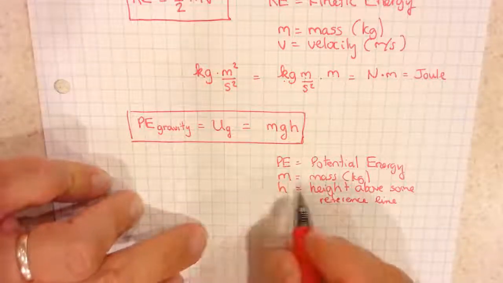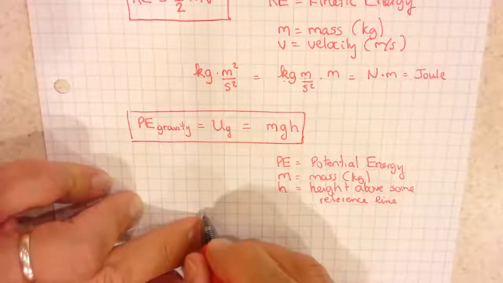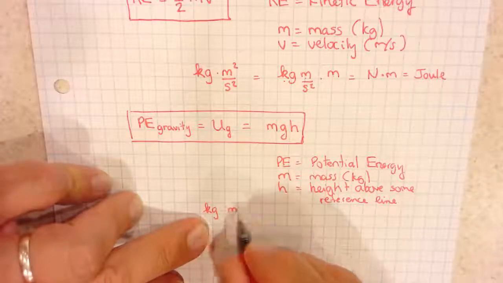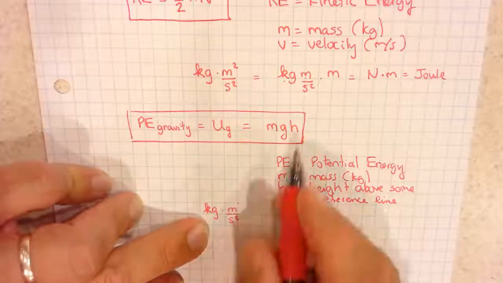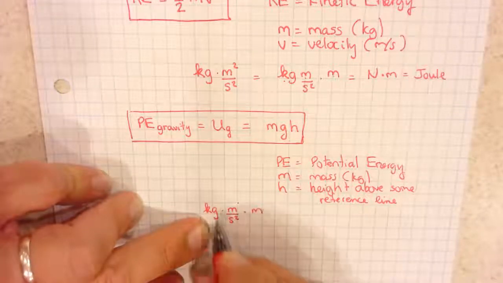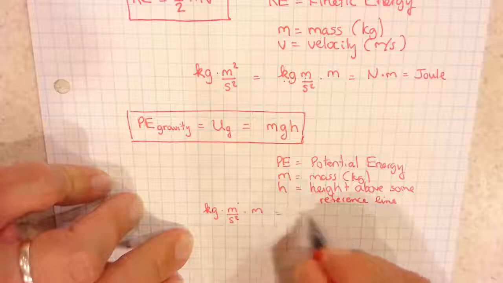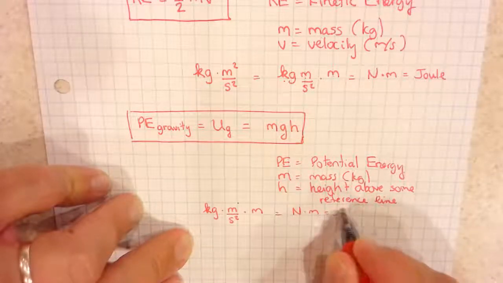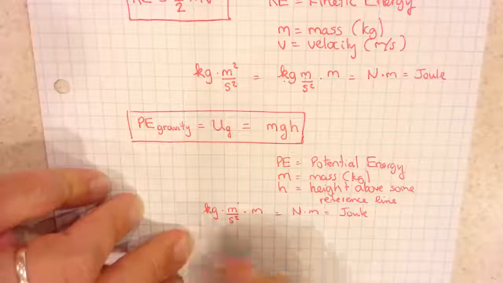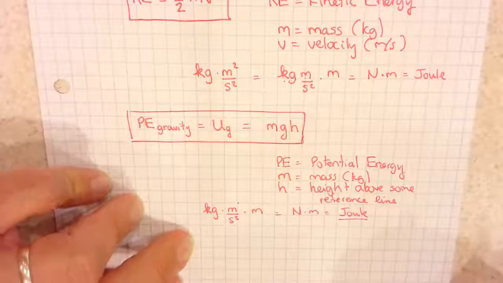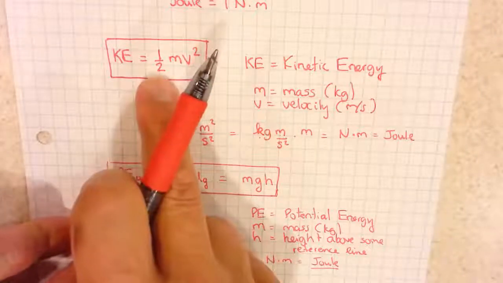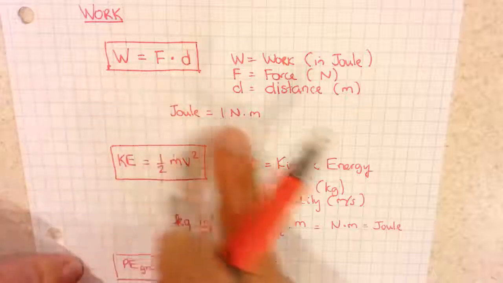So let's take a quick look at the units. The units for potential energy will be the units of mass, so kilograms, the units of G, which are meters per second squared, and the units of H, which are meters. A kilogram meter per second squared is a Newton times a meter, which is again a joule. So the units for potential energy are also joules, which makes sense because these are all forms of energy. Potential energy, kinetic energy, and work as energy transferred. They're all measured in joules.